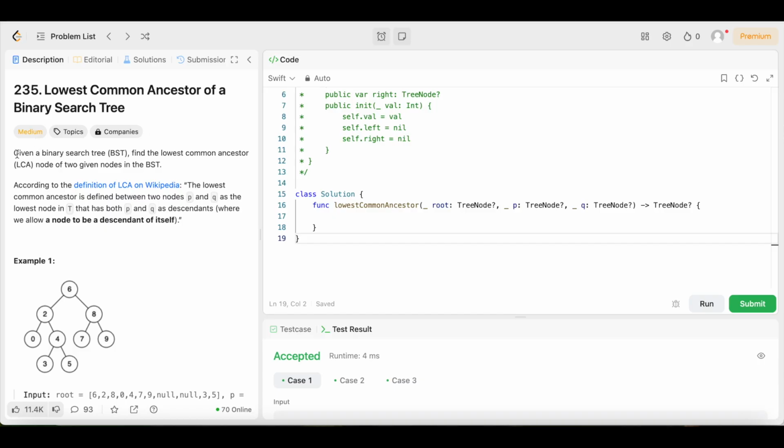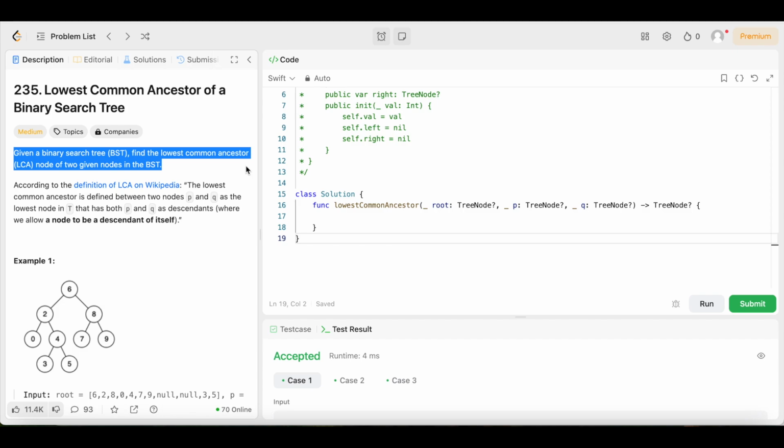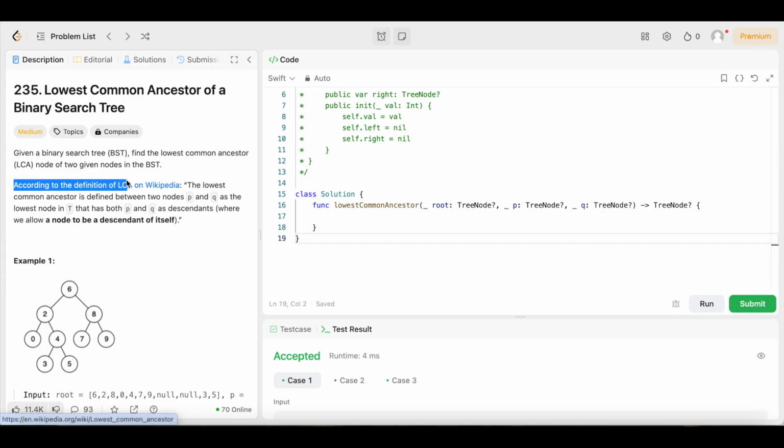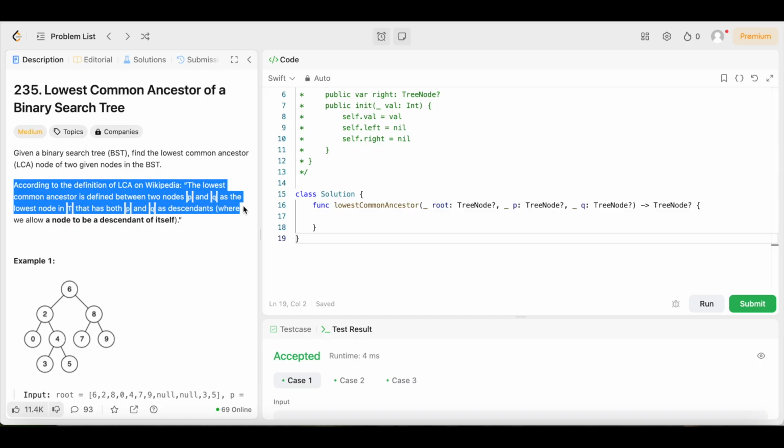So the question says, given a binary search tree, find the lowest common ancestor node of two given nodes in the BST, the binary search tree. According to the definition of LCA on Wikipedia, which stands for lowest common ancestor, the lowest common ancestor is defined between two nodes P and Q as the lowest node in T that has both P and Q as descendants, where we allow a node to be a descendant of itself.